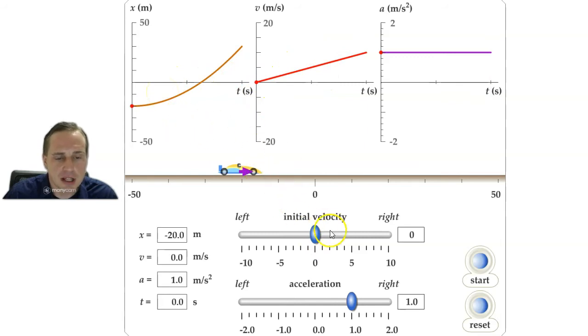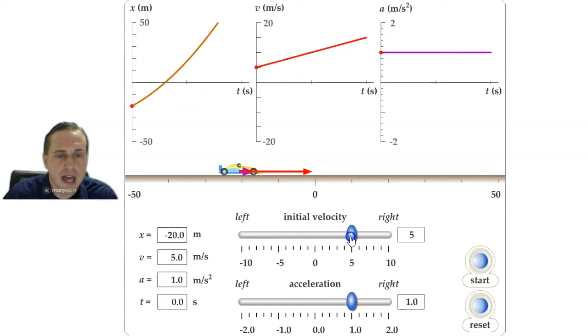Let's keep that same acceleration, but let's increase the initial velocity. Notice what's happening. The acceleration is not changing, but that means there's going to be no change to the integral, to the area under the acceleration versus time graph, so the velocity will have the same increase, the same delta v, that is, change in velocity.